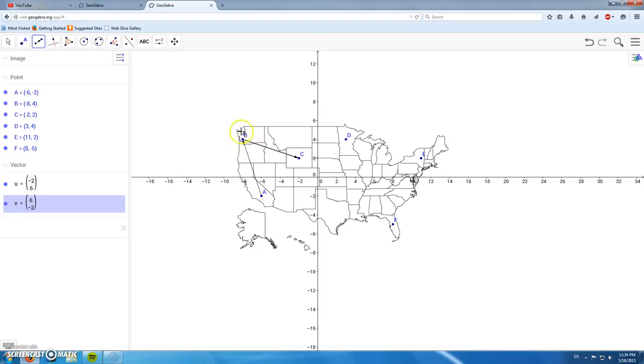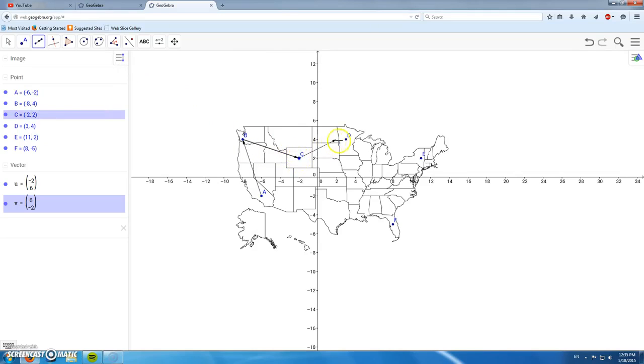And just to make it clear, the initial point would be Olympia, Washington, and the terminal point would be Cheyenne, Wyoming. Because although this was our terminal point previously, since this is now the new starting point, this becomes the initial point, and this is the new end point, so that's the terminal point.